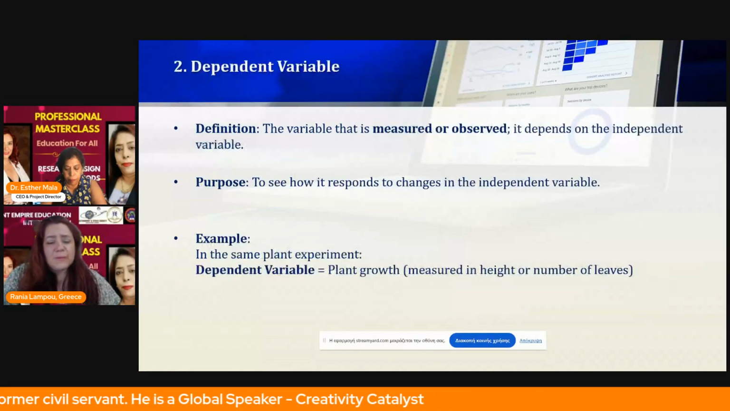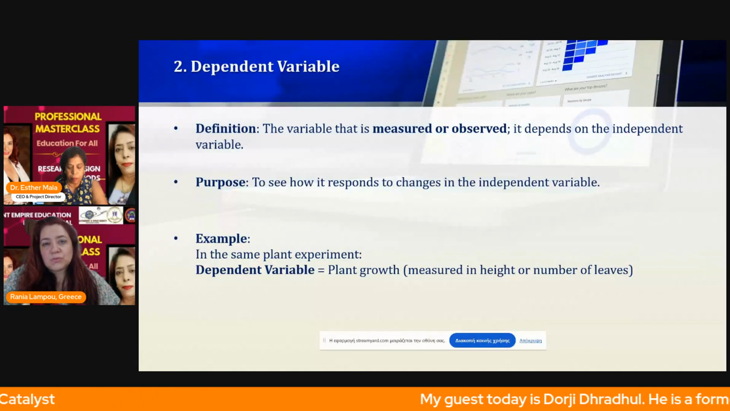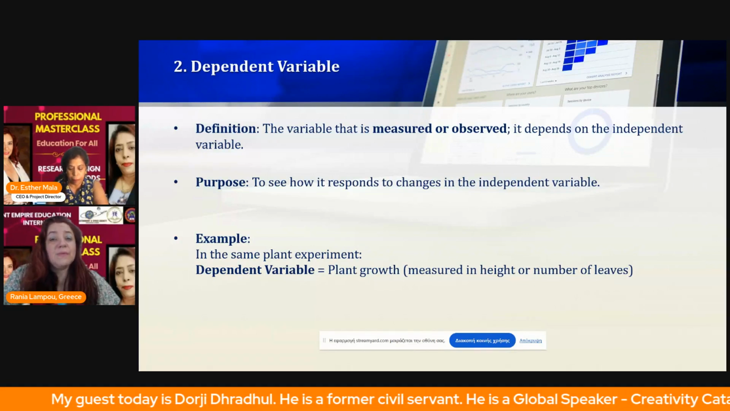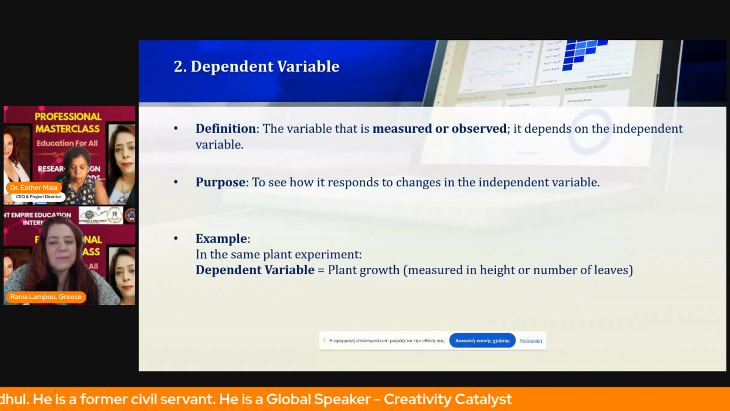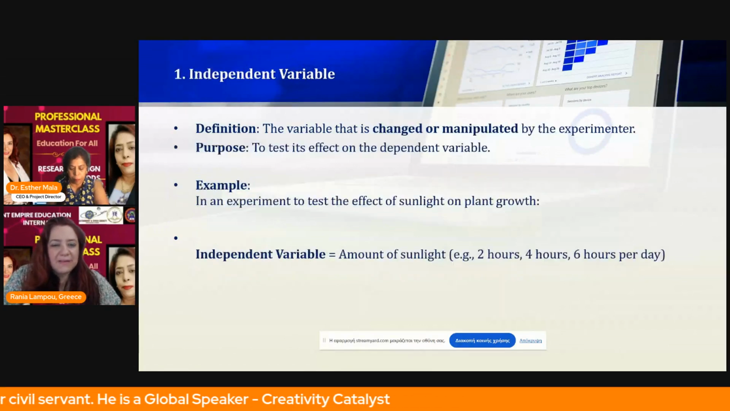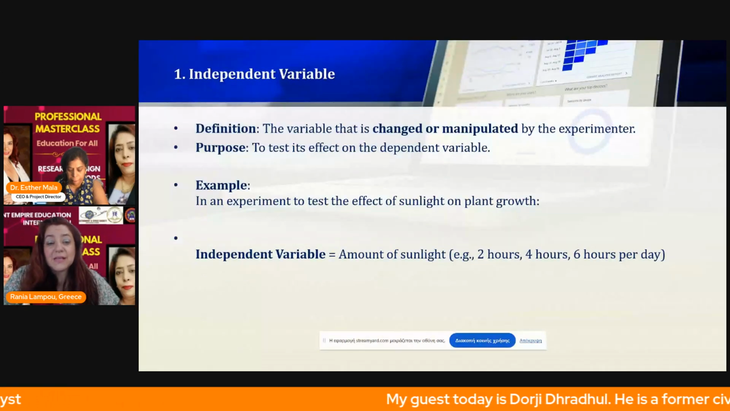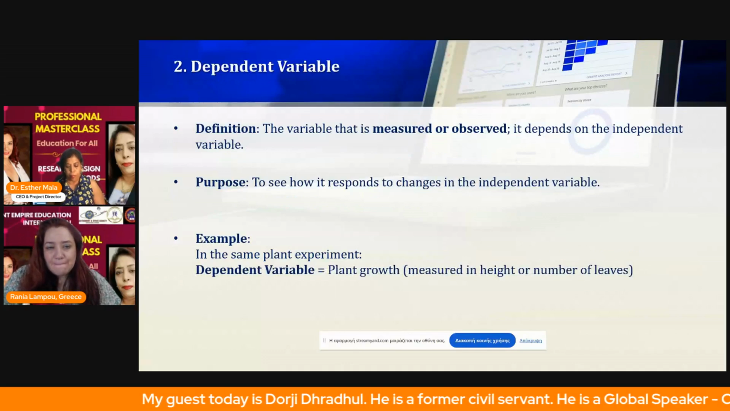The dependent variable is measured or observed. It depends on the independent variable, and the purpose is to see how it responds to changes in the independent variable. In the same plant experiment I mentioned before, the dependent variable is the plant growth, which is measured in height or number of leaves. So you can understand the independent variable is the amount of sunlight in an experiment to test the effect of sunlight on plant growth. The amount of sunlight is the independent variable, and plant growth is the dependent variable.